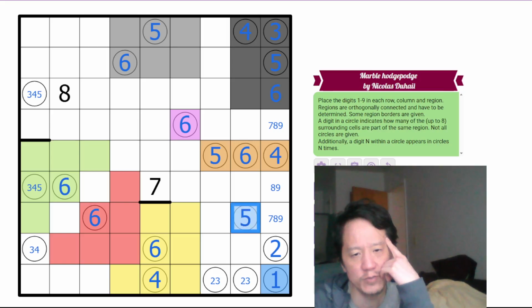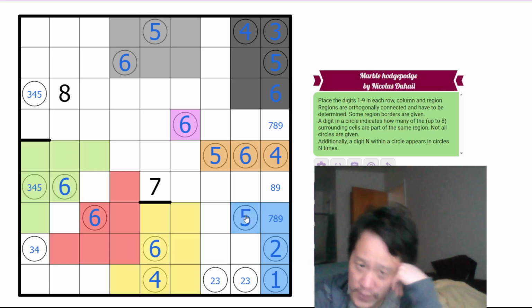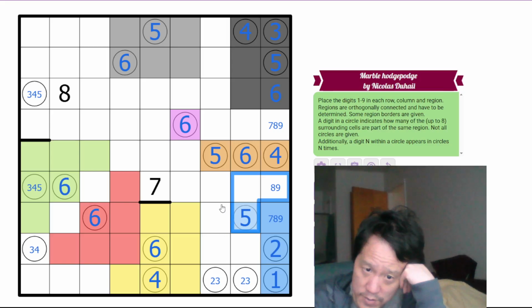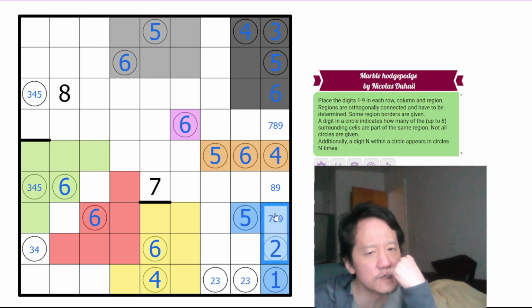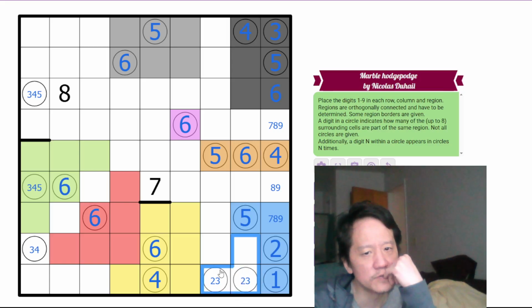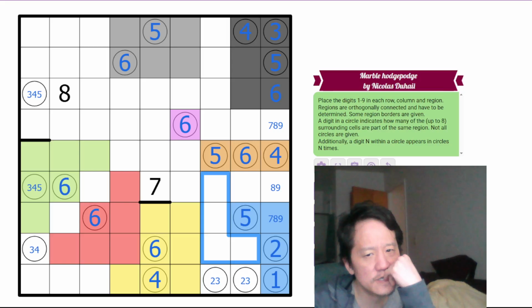It could be blue. I think it would have to be blue, right? So say it was blue that way. 5 of the remaining digits. I don't think that works, right? We have 1, 2. This is not part of it. This is not part of it. So this is its own separate region. I mean, something that way, but then this doesn't work.